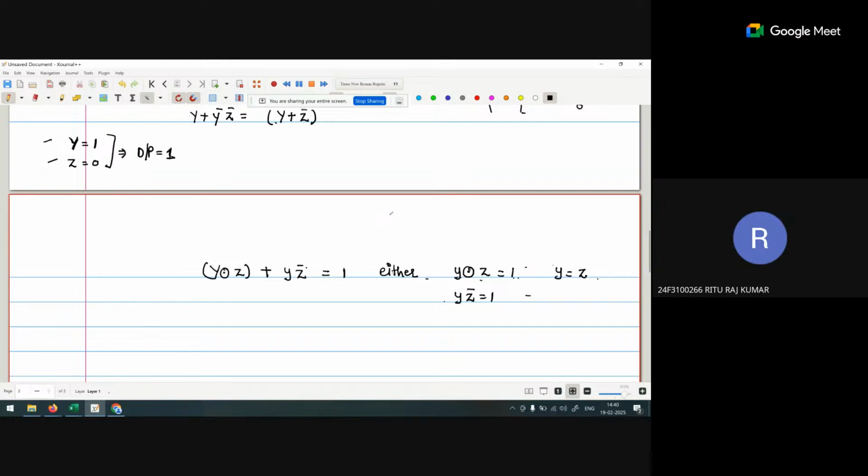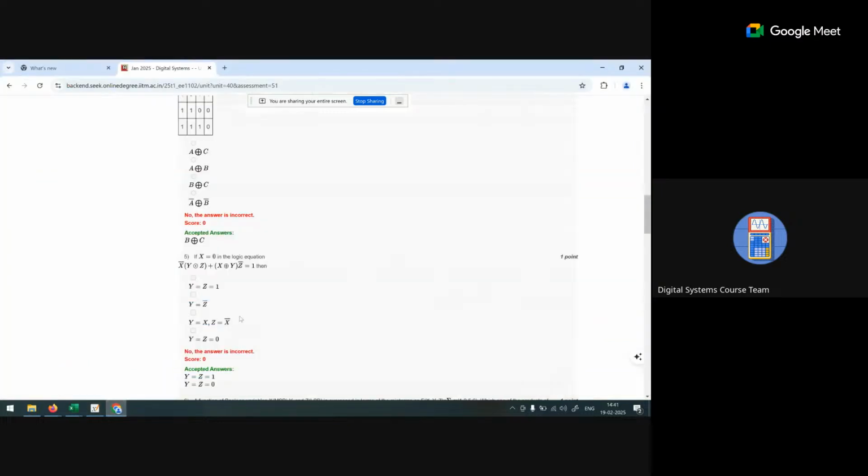If I consider the other situation, what is the output? If Y is 1 and Z is 0, then the output is 1. So we are getting two conditions: one is Y is equal to Z, and the second is Y is equal to 1 and Z is equal to 0, or we can say Y is equal to Z bar, that is equal to 1. Now check what is the output.